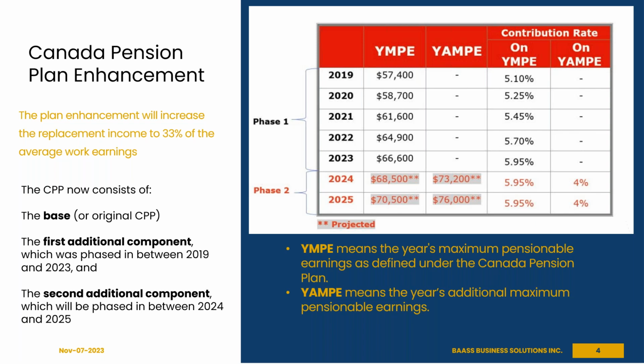So if an employee earns $68,500 or less, the rate that will contribute, both employee and employer, will be 5.9%. However, if the employee earns $75,000, they will also contribute the 5.9% up to the YMPE, and then an additional 4% on earnings between YMPE and YAMPE.